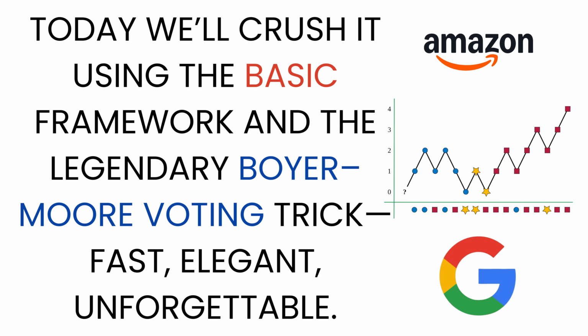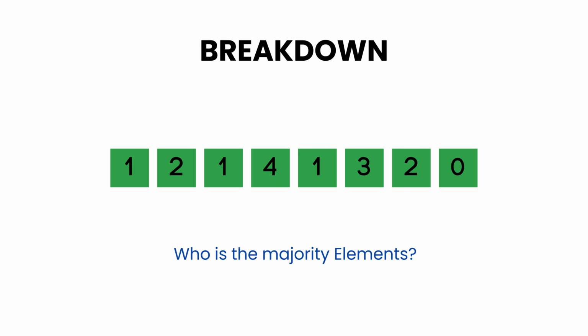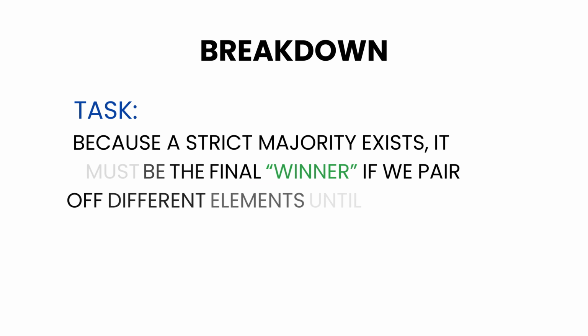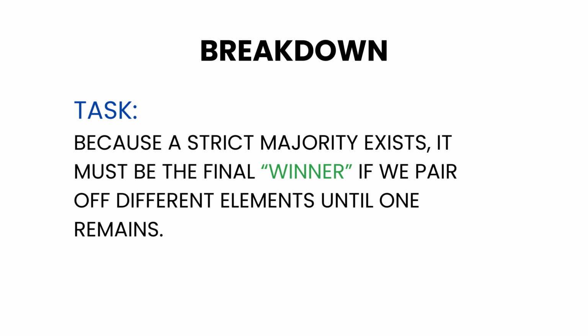Fast, elegant, unforgettable. Breakdown. We're given an integer array and guaranteed there's a majority element, a value that appears more than n/2 times. Our task: return that element. Because a strict majority exists, it must be the final winner if we pair off different elements until one remains.